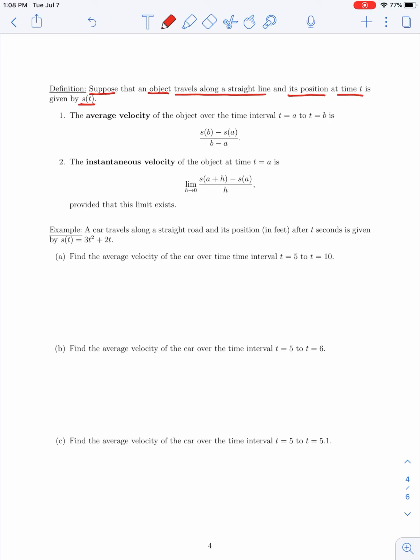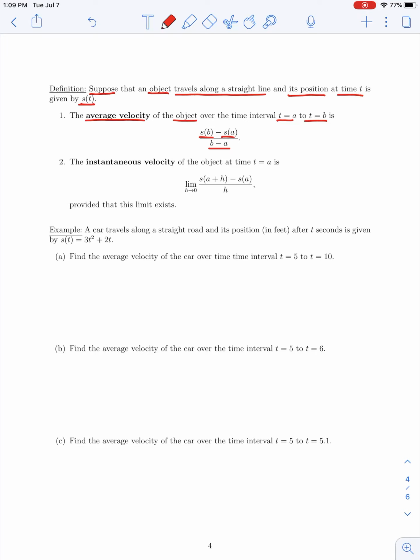So two definitions that we'll give, the first of which is the average velocity of our object over a time interval from t equals a to t equals b is given by the average rate of change of our position function over that time interval. That is s of b minus s of a over b minus a.